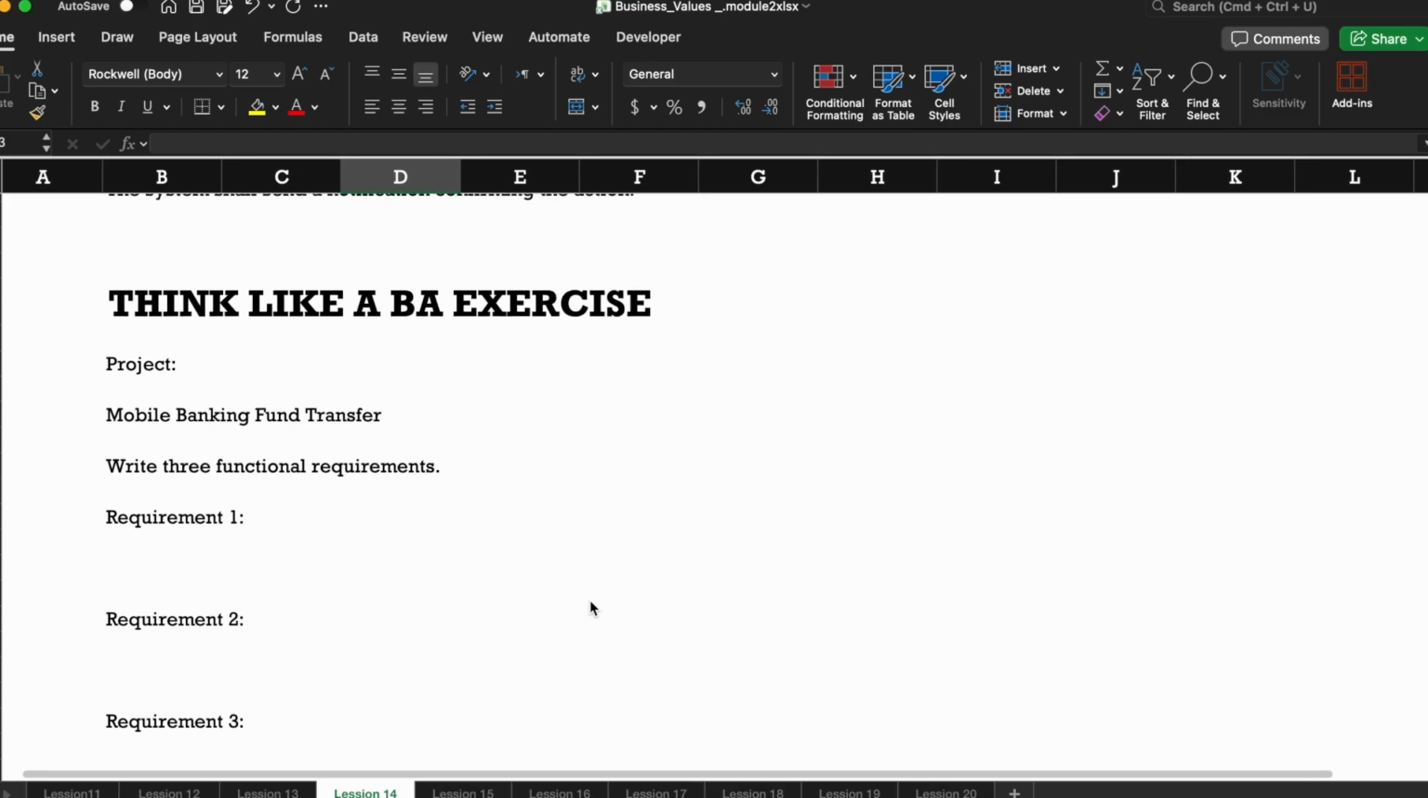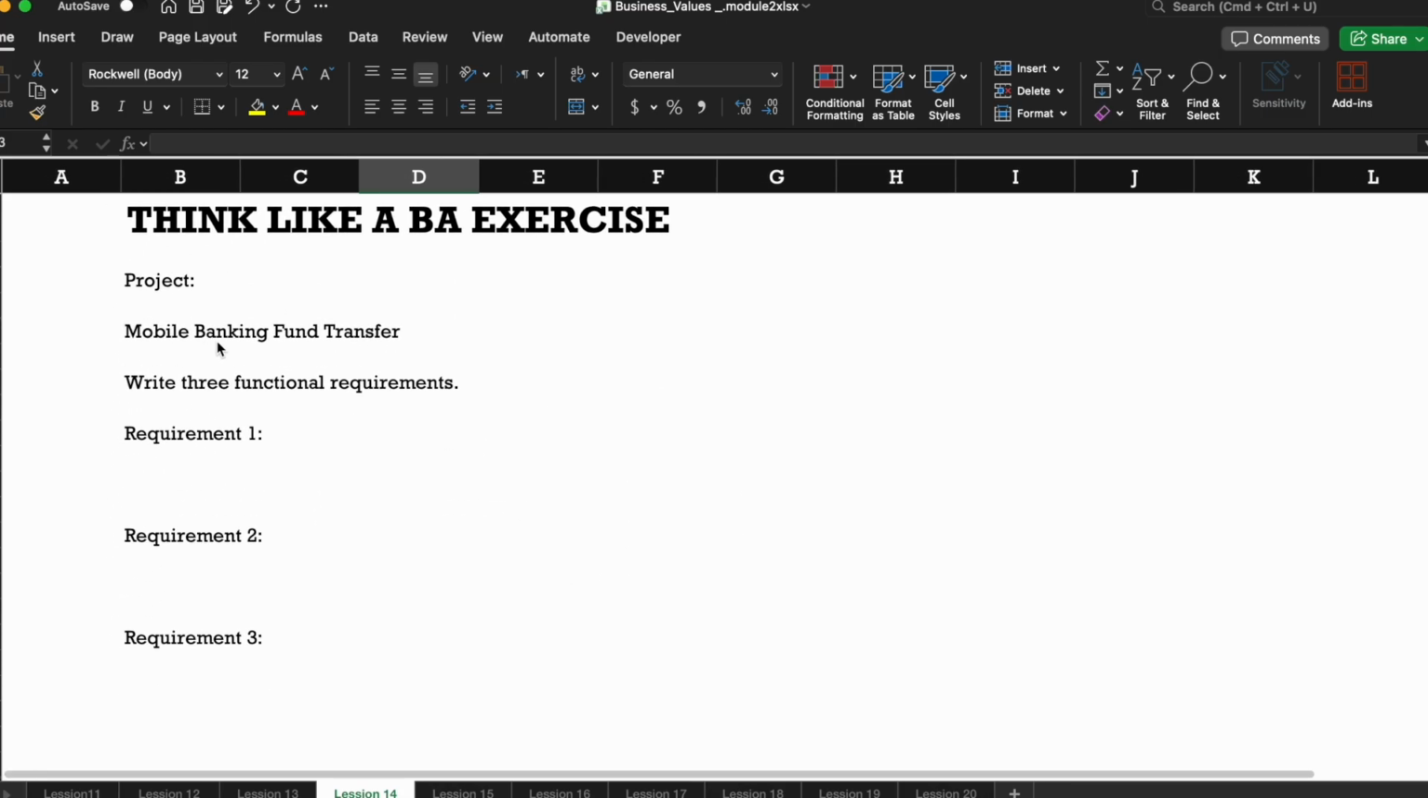Okay, so think like a BA. Exercise: project, mobile banking, fund transfer. Write 3 functional requirements here.